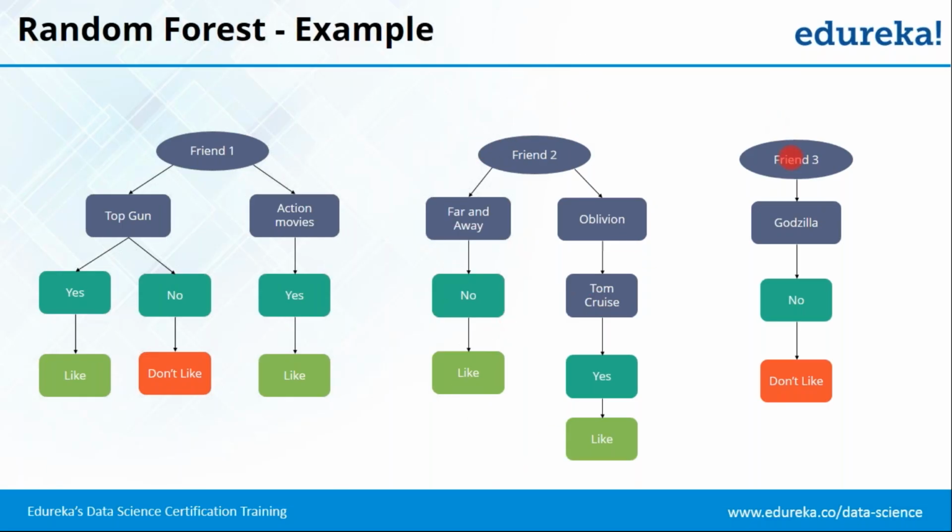Now you go to your third friend and ask him. Probably your third friend is not really interested in having any sort of conversation with you, so he simply asks you, did you like Godzilla? And you say, no, I didn't like Godzilla. So you say, definitely you wouldn't like Edge of Tomorrow. Why so? Because Godzilla is also a science fiction movie from the adventure genre. So now you've got three results from three different decision trees from three different friends. Now you compile the results of all those friends and make a final call on whether you would like to watch Edge of Tomorrow or not.